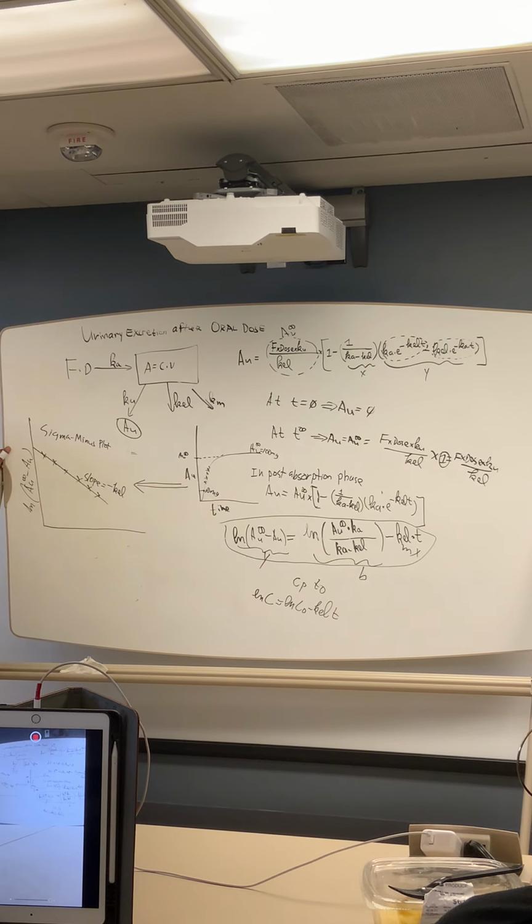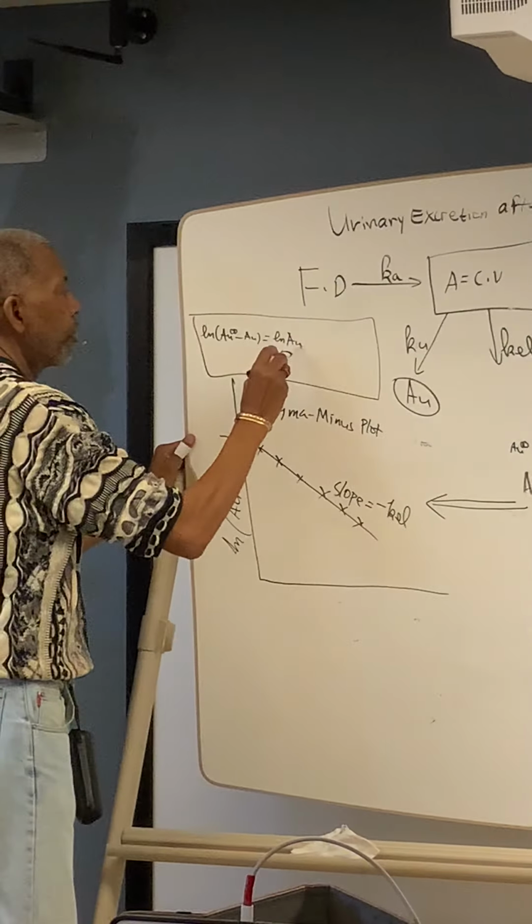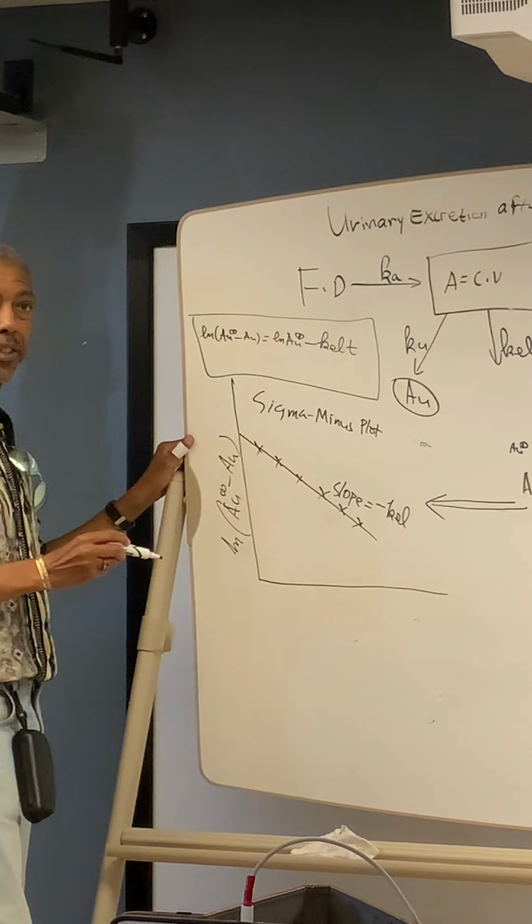Now this is what throws students sometimes. When we had an IV bolus dose, this intercept here was equal to AU infinity. This is a sidebar, sports fans, for an IV bolus dose. For an IV bolus dose, we had an equation that says the logarithm of AU infinity minus AU is equal to the logarithm of AU infinity minus KEL times t. If you look back, this is what you see.